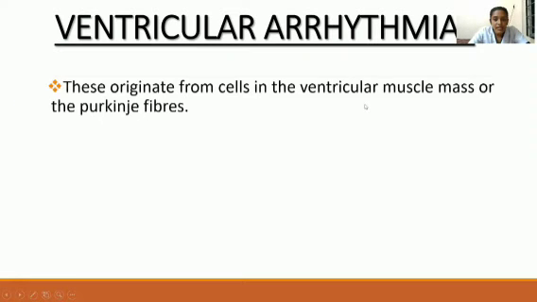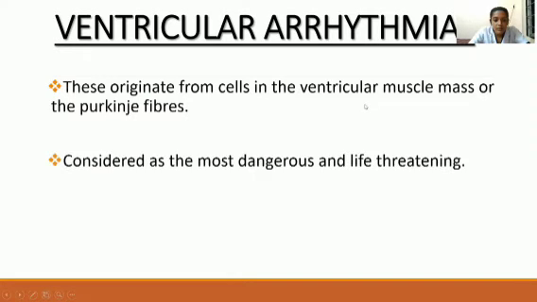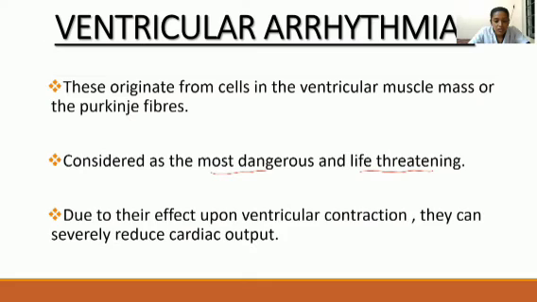Ventricular arrhythmias. These originate from cells in the ventricular muscle mass or the Purkinje fibers. So these arrhythmias will originate from the ventricular mass. They are considered the most dangerous and life-threatening arrhythmias. Due to their effect upon ventricular contraction, they can severely reduce cardiac output.